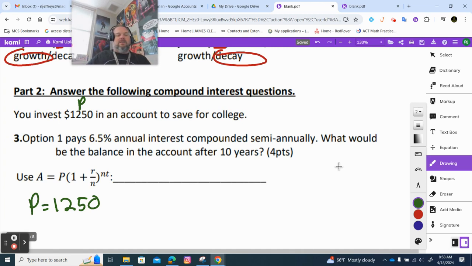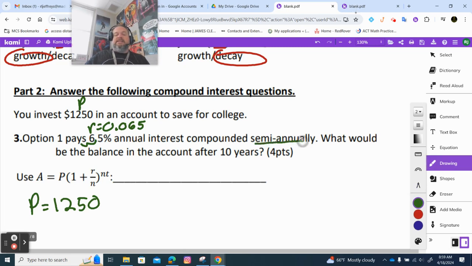Our R would be 0.065. Remember, if you can't remember to move the decimal place over, that's also something I would think to do, like move the decimal place over 2 places or divide by 100. How do you make it be a decimal?